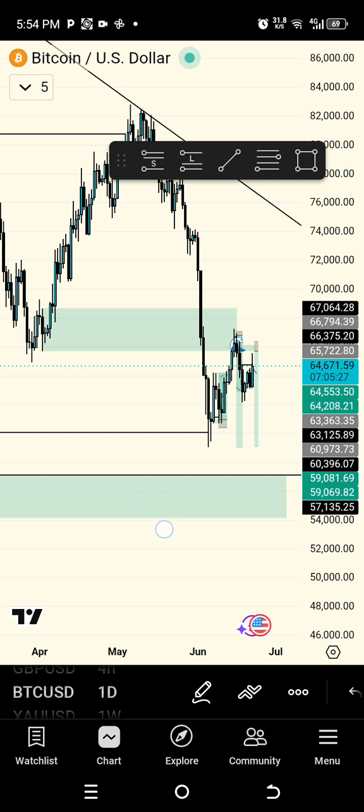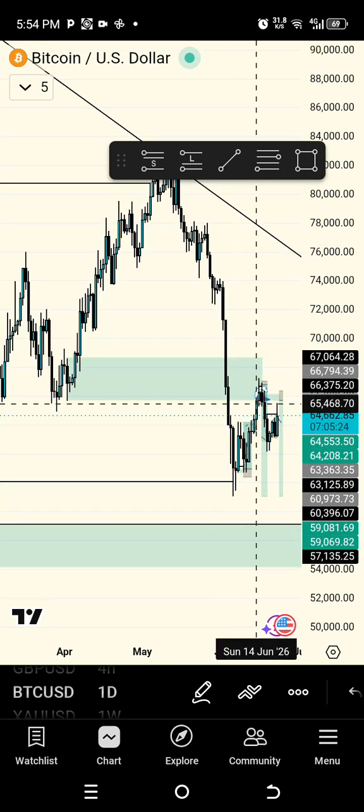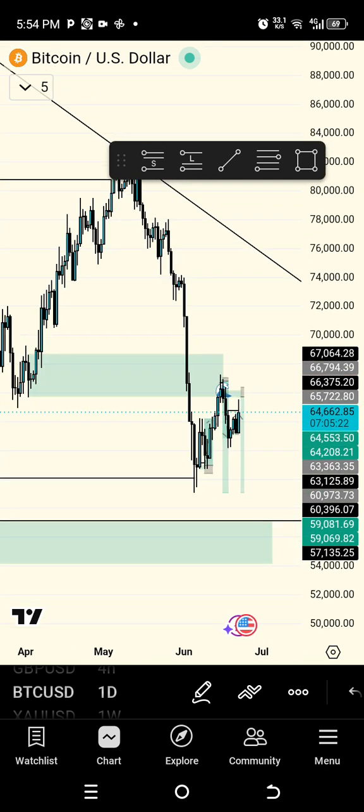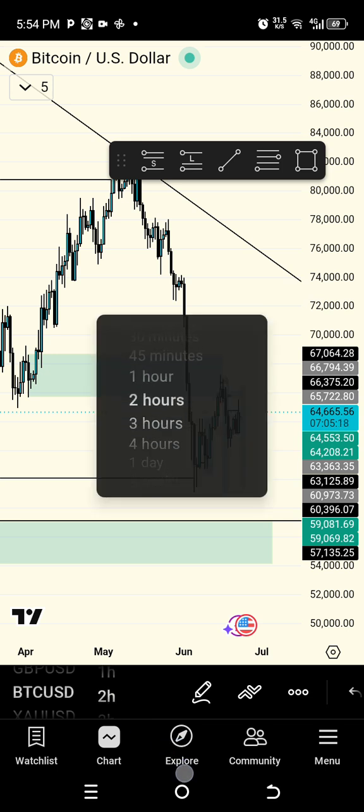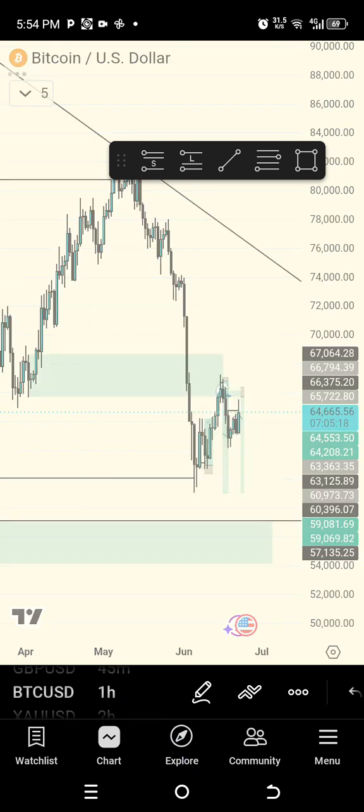So price gets to this breaker block here. On the lower time frame, I look for my entry model. When price got to this block, I went to the 15 minutes time frame.